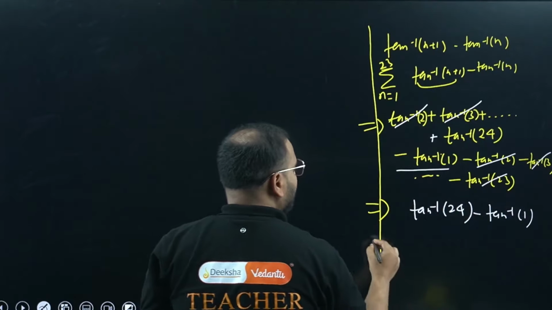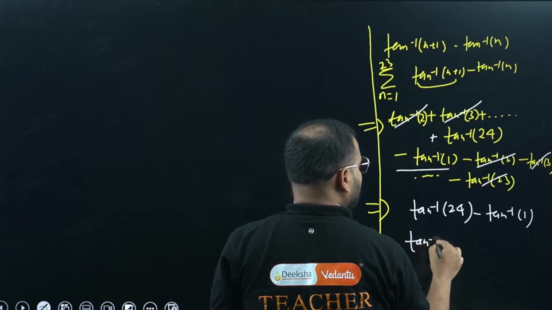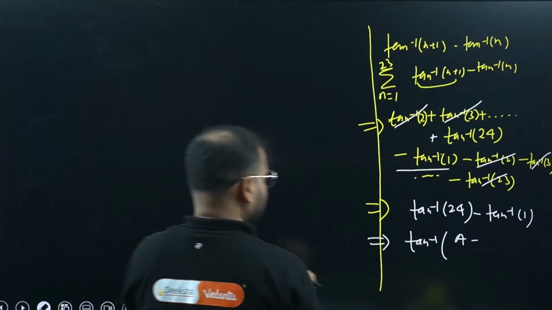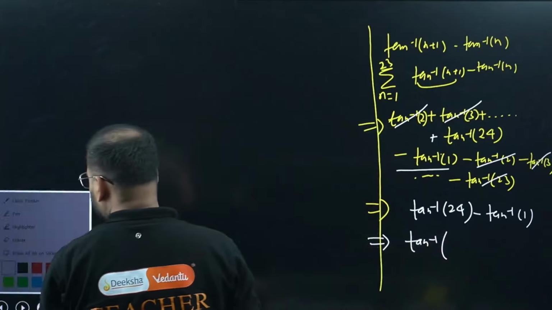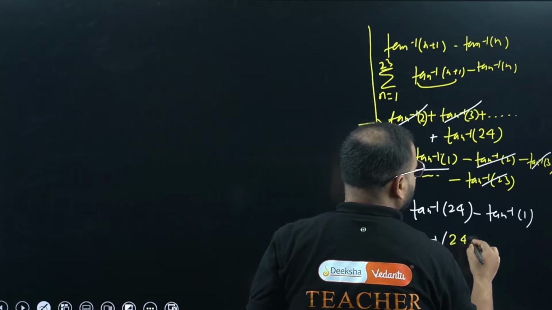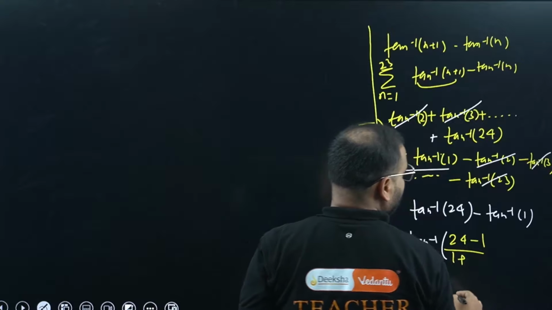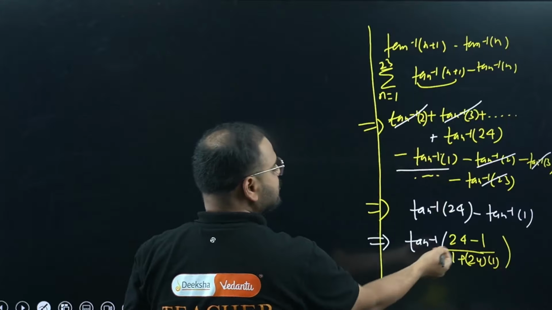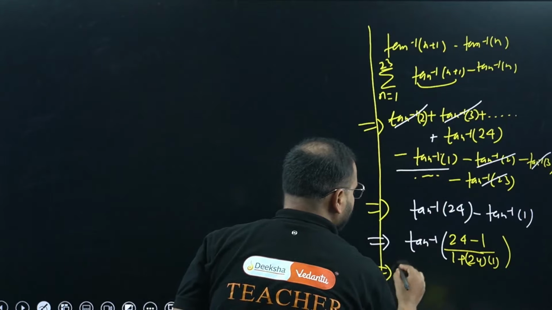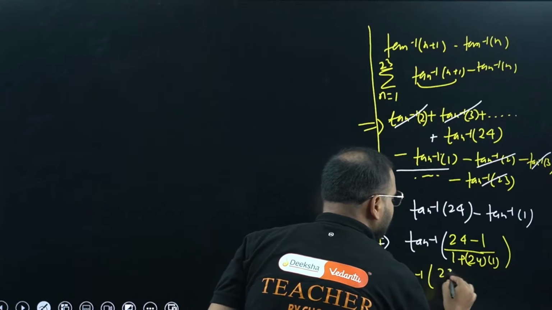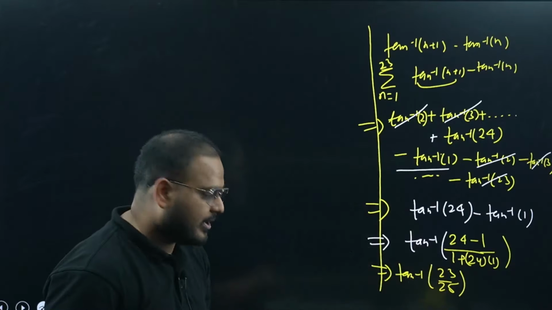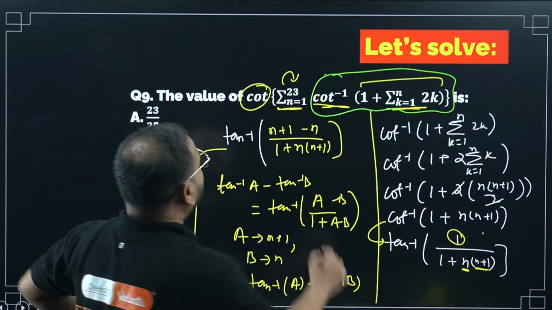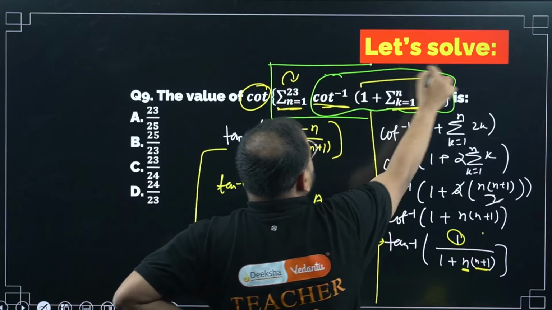We just learned this formula. What was it going to be? Tan inverse of (A minus B) upon (1 plus A into B). So 24 minus 1 upon 1 plus 24 into 1, so tan inverse of 23 by 25. So far what we have done? We have solved all of this summation.